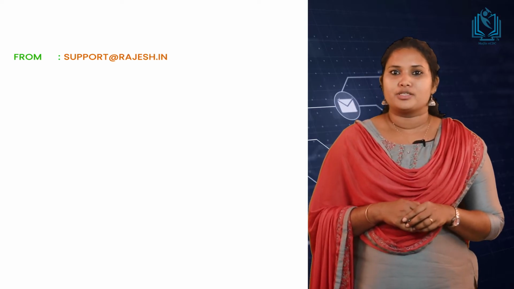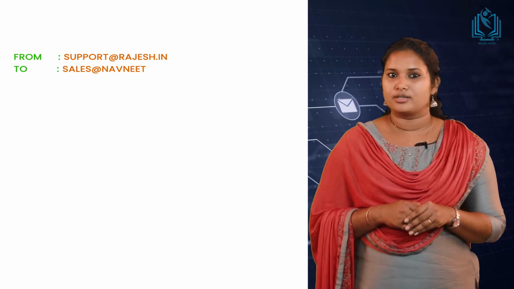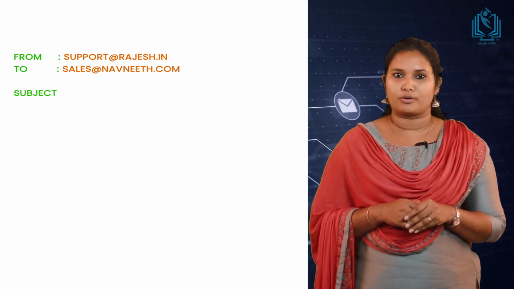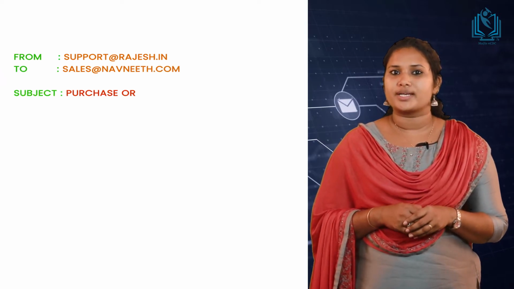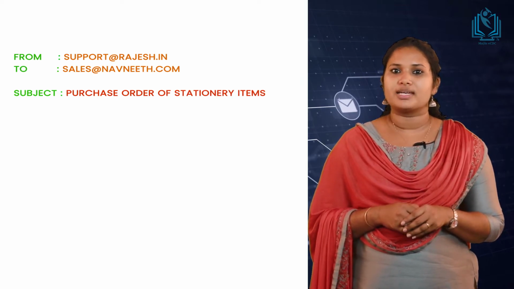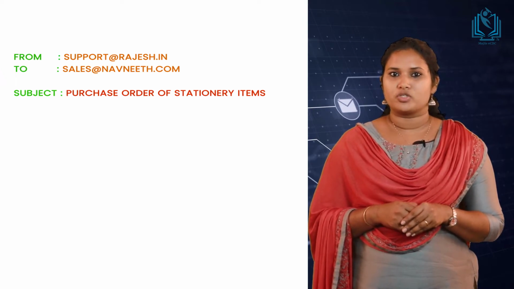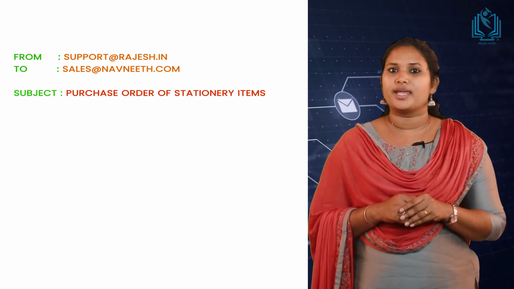The second step is to write the receiver's email ID. So, it will be written like this, to sales@navneet.com. Now, the third step is writing the subject line. So, what is the subject line? Here, the subject line is regarding purchase. So, it will be written like this, subject, purchase order of stationery items.